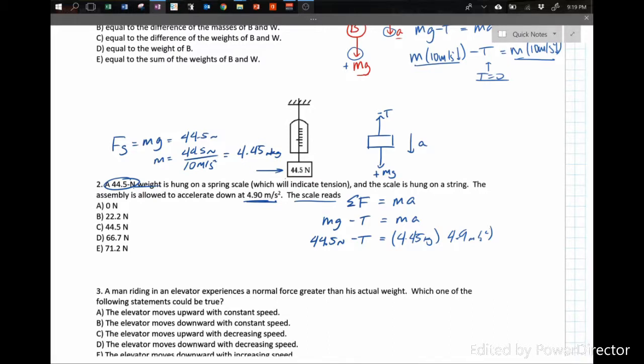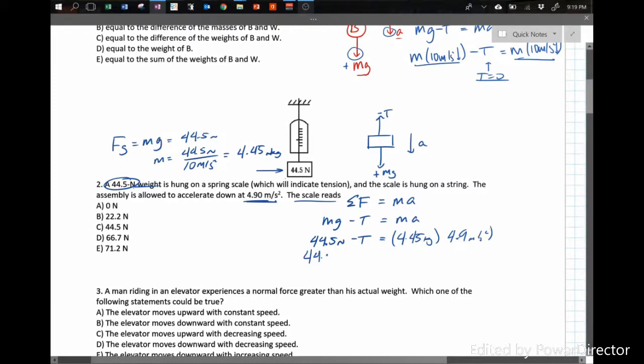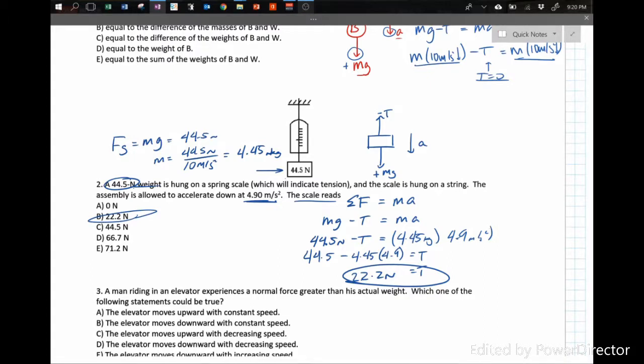So if we solve for the tension, it's going to be 44.5 minus 4.45 times 4.9. That's going to be my tension. Plug all that in, and the tension comes out to be roughly 22.2 newtons. About 22 newtons. This is the basics of finding one force when we know the acceleration on an object.